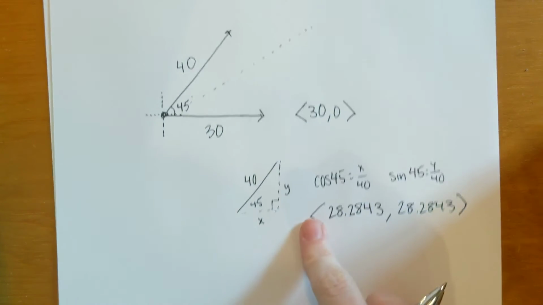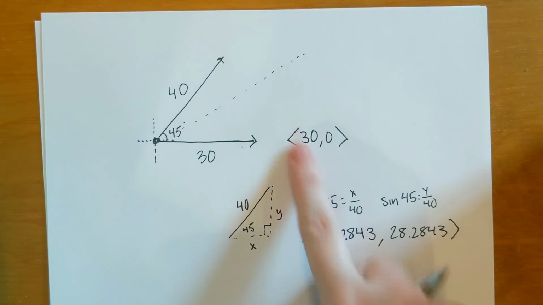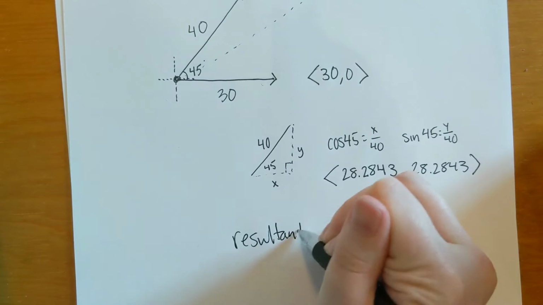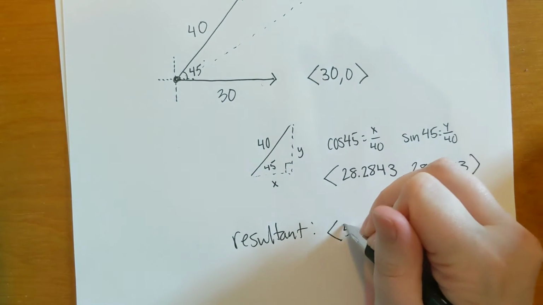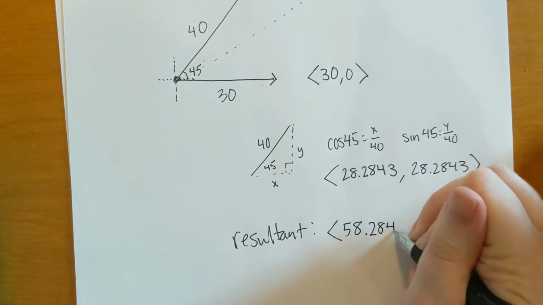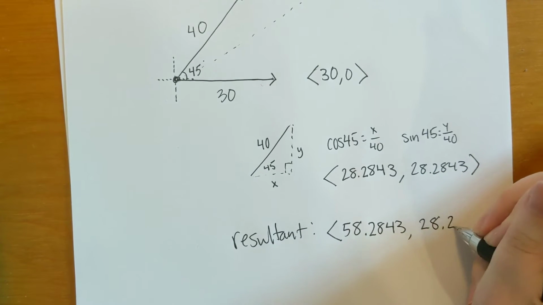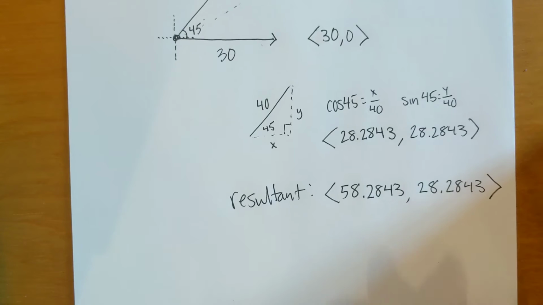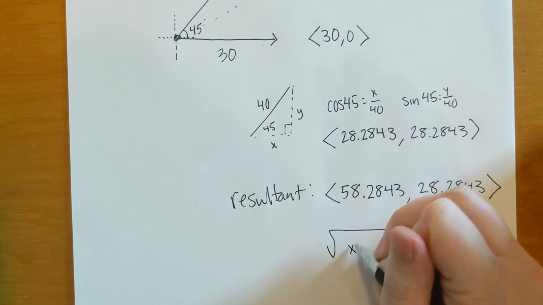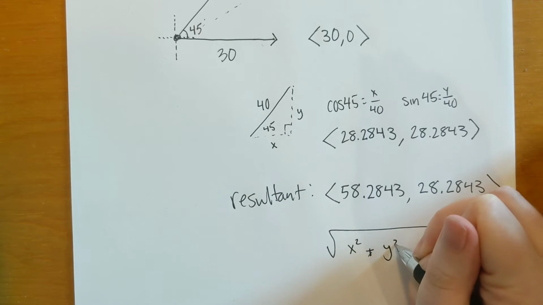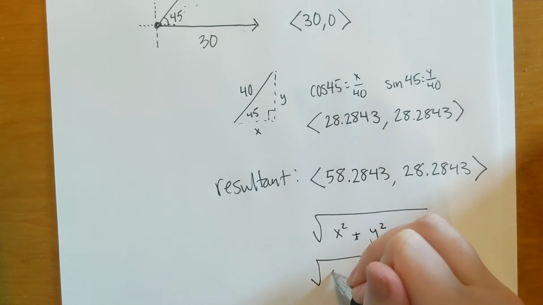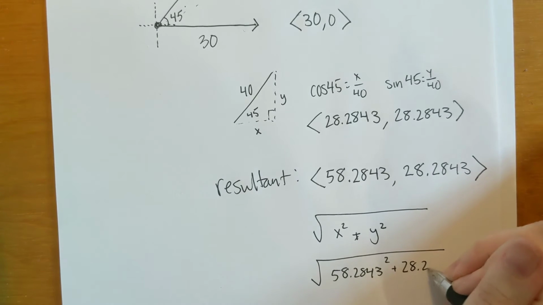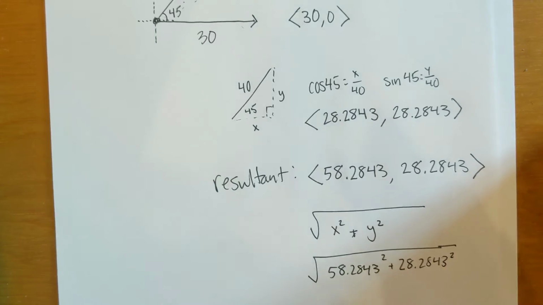All right, so our vector is going to be that. So now we just add these two vectors together, add their x components, add their y components. So our resultant force is the vector, let's see, 58.2843, 28.2843. Then all we need is the magnitude of that vector, which is really just the square root of the x component squared plus the y component squared. So the square root of 58.2843 squared plus 28.2843 squared.